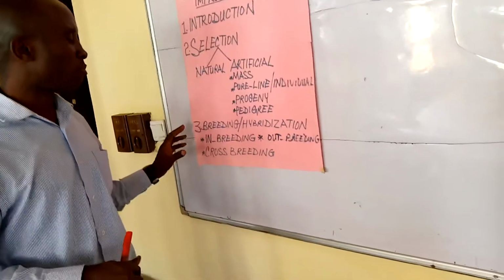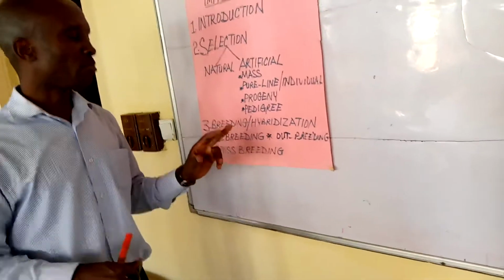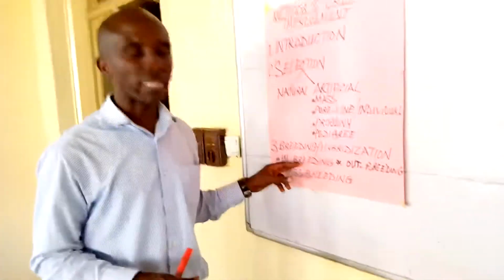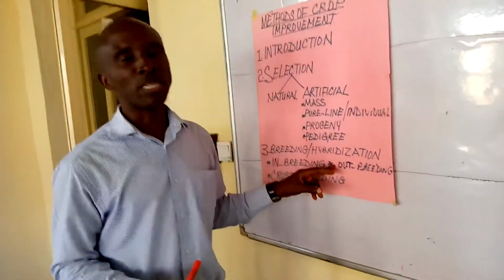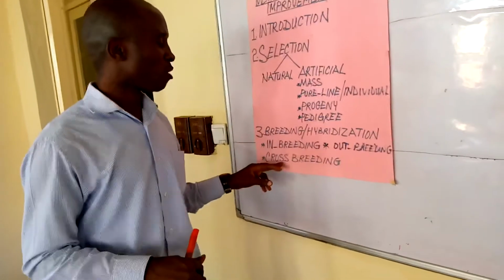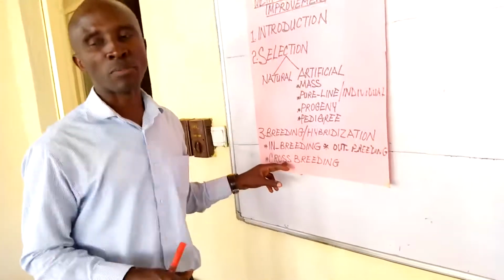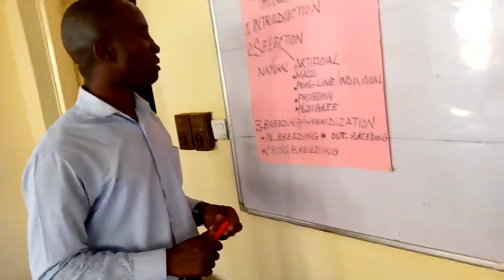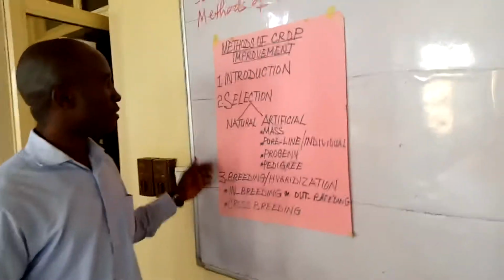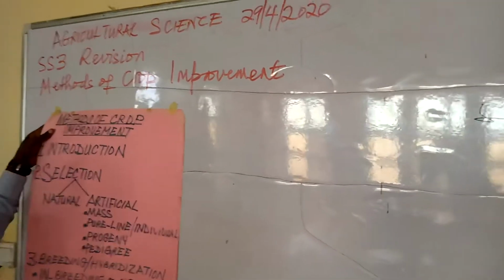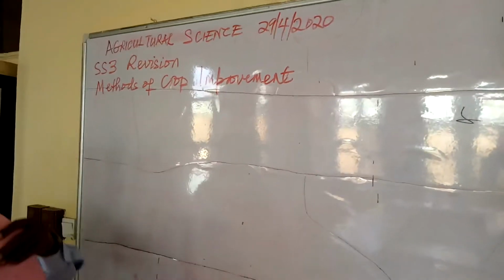So, three types of breeding: inbreeding, outbreeding, crossbreeding. Inbreeding, breeding of crops that are closely related. Outbreeding, breeding of crops that are not closely related. Crossbreeding, breeding of crops that are not related at all. So these are the methods that we can use to produce that maize that I showed you that will be of high quality.